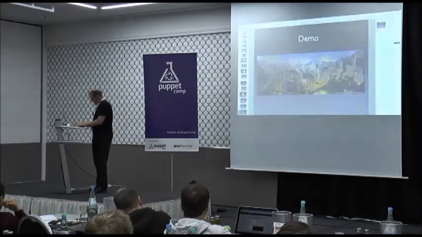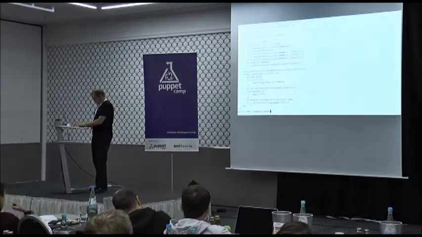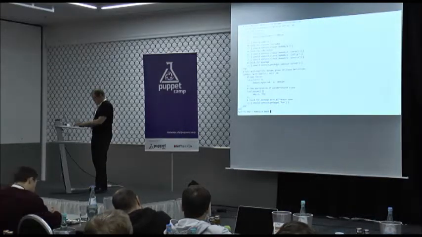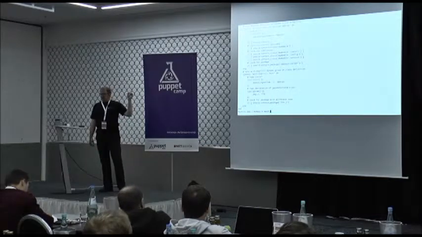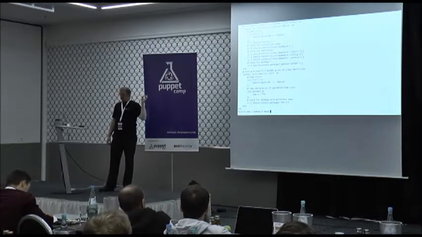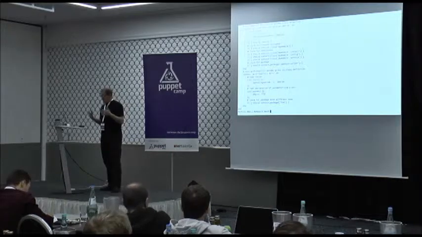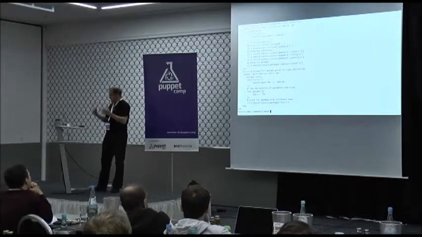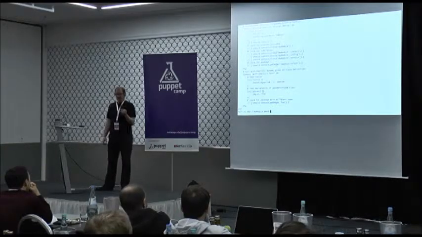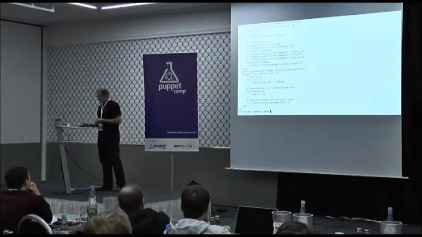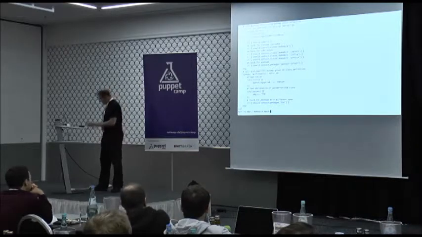And for that, I have prepared a little demo. Just for a short look, this is a very minimalistic RSpec test suite. It says, okay, I'm faking some facts like operating system should be Debian when compiling the catalog. I said it should compile a catalog. This is the absolute minimalistic thing. And then it should contain a class, should contain some subclasses, and should contain a package, for example.